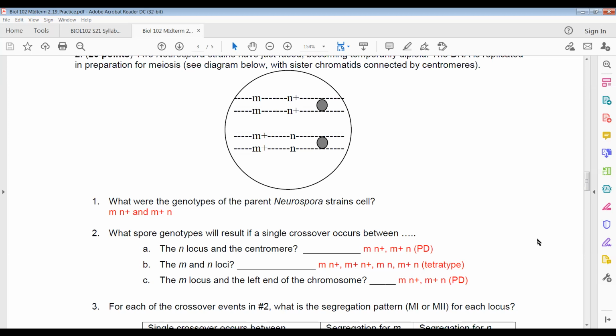So is that gray dot the centromere, or is it the space between the 2 strands? Yeah. Okay.